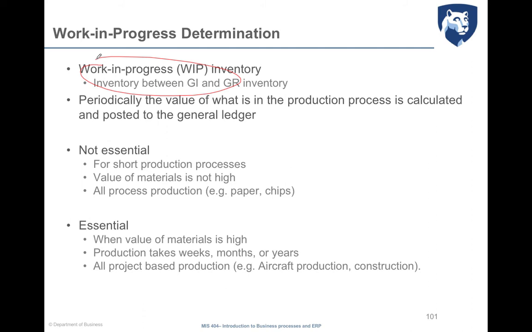Again, to accomplish this task, a company will periodically calculate the value of its work in progress and make postings to the general ledger so that the financial statement will accurately reflect the current inventory situation, and the economic evaluation of the firm won't be biased.